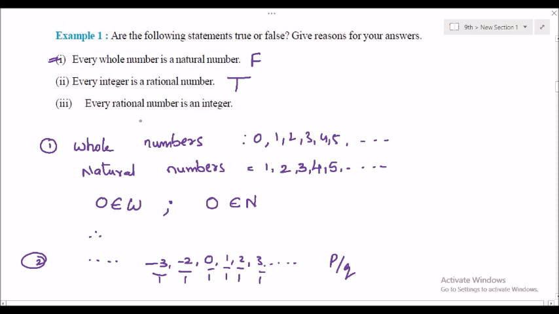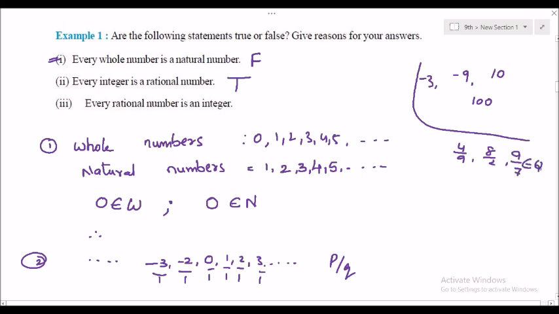Next, third one. Every rational number is an integer. What are integers? Minus 3 is an integer, minus 9 is an integer, 10 is an integer, 100 is an integer. But what are the examples for rational numbers? 4 by 9, 8 by 2, 9 by 7, these are rational numbers. So, are these both the same? No. So, this is false.